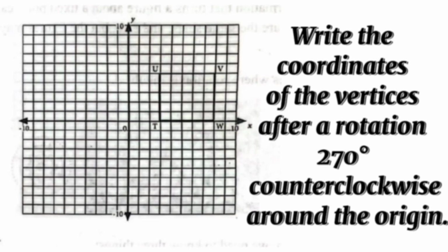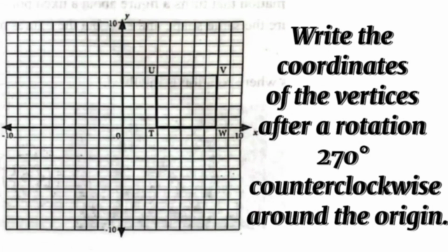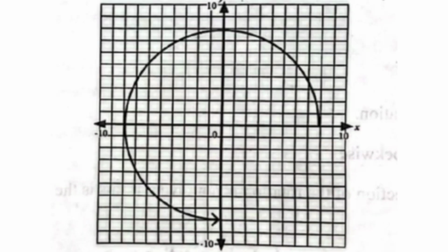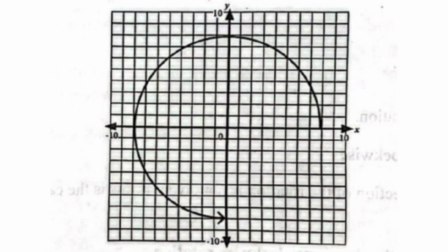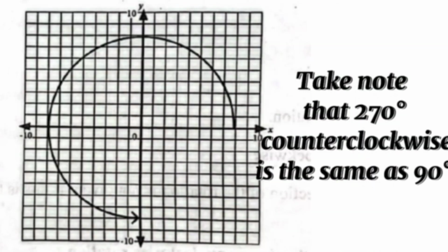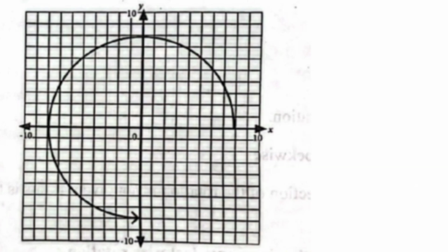Example number 1. Write the coordinates of the vertices after a rotation of 270 degrees counterclockwise around the origin. We know that a rotation turns a figure around a fixed point. In the problem, 270 degrees is equal to 3/4 of a full turn. The rotation will turn the figure 3/4 of a full turn in a counterclockwise direction. Take note that 270 degrees counterclockwise is the same as 90 degrees clockwise.